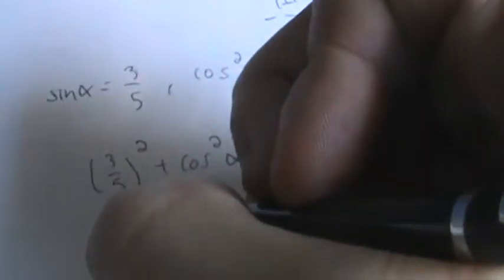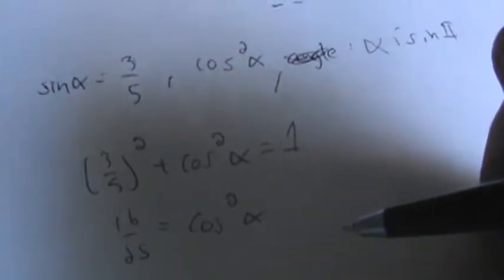Using this equation, you already know what this is, and since there's a squared, it's going to be 3/5 squared plus cosine squared alpha equal to 1. Once you square the 3/5, you subtract it from 1 and bring it over, and you will get 16/25 is equal to cosine squared alpha.